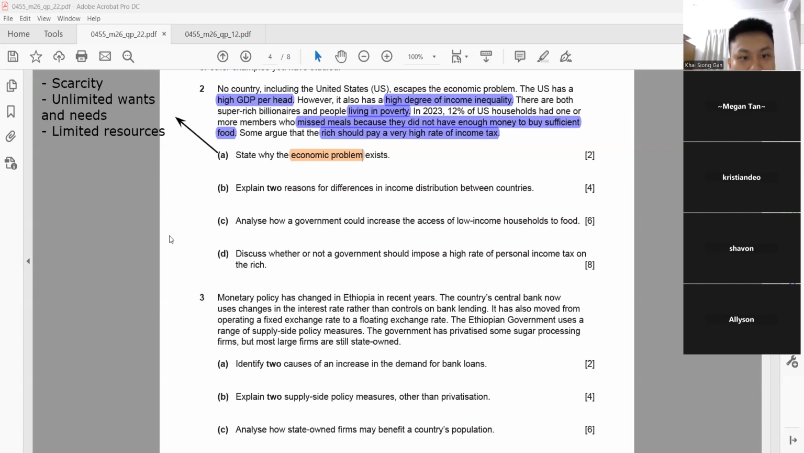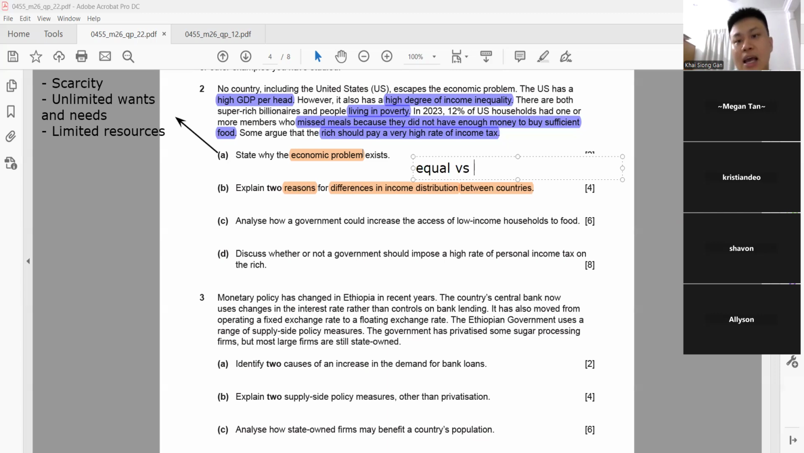Okay, now next one. Explain two reasons for differences in income distribution between countries. So what do we mean by income distribution? Income distribution means how the income is divided between the people in the country, whether it's equal or unequal. If I say equal income distribution, that means it's quite fair. Everyone gets about the same, the income is divided equally among the people in the country. So we call it equal income distribution.